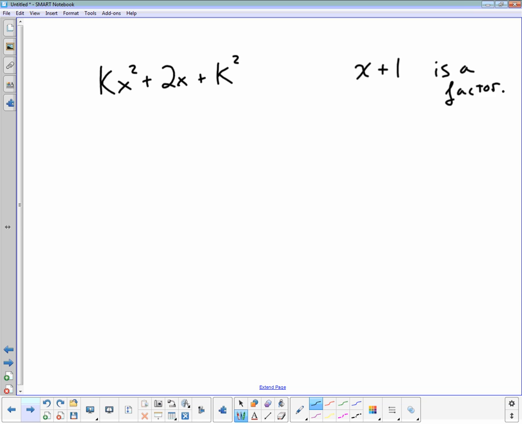So find the value of k, and then find the other factor. Just work it out. See where it takes you. Dive into it. Jump off the diving board, and then look and see if there's water in the pool.